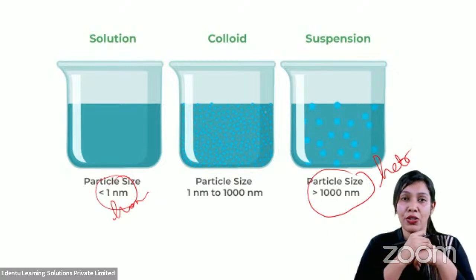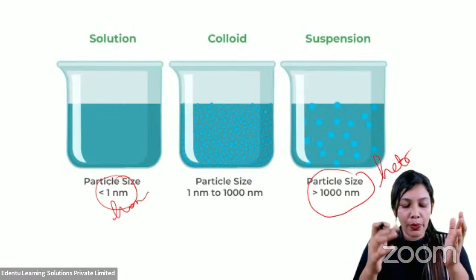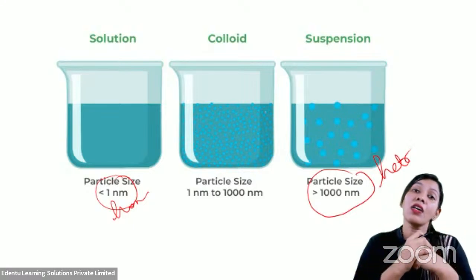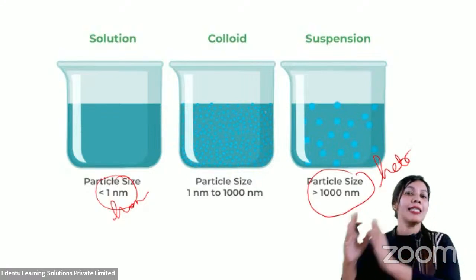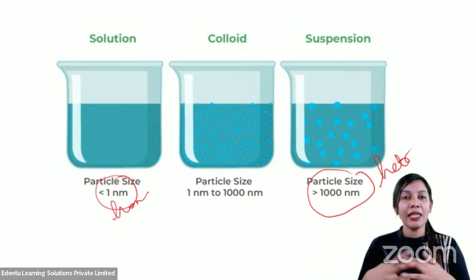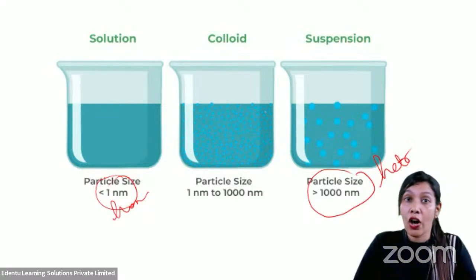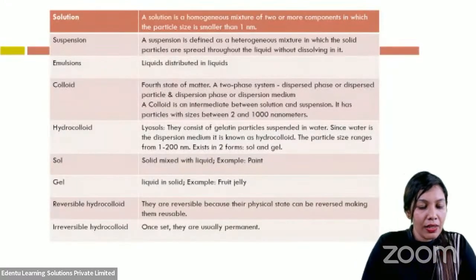It is called a suspension. When something comes in between, that is, between 1 nanometer and 1000 nanometer, it is called a colloid, right? So always think: solution homogeneous, suspension heterogeneous. In between, with a size range of 1 to 1000 nanometer, it is a colloidal structure. Next is very important.